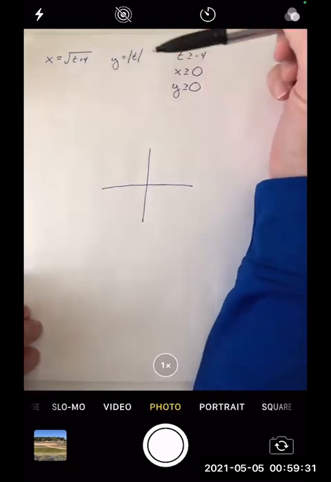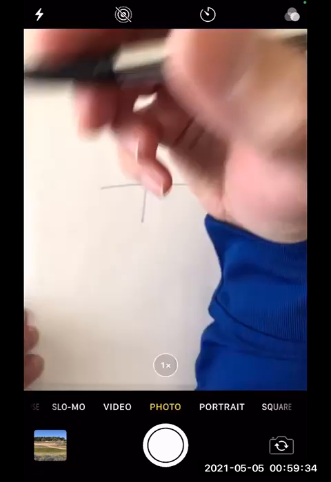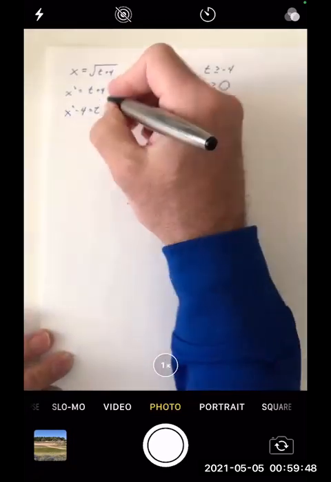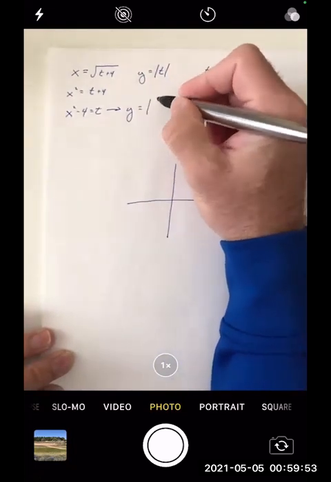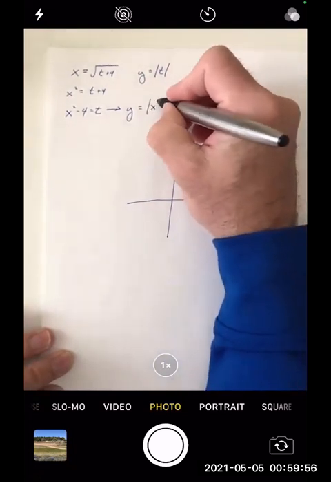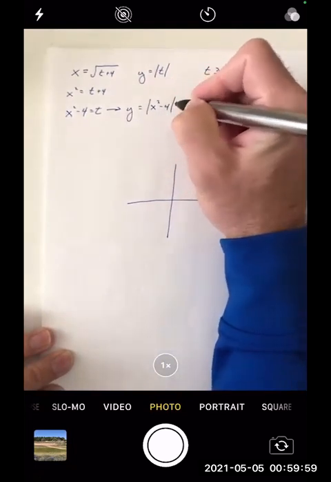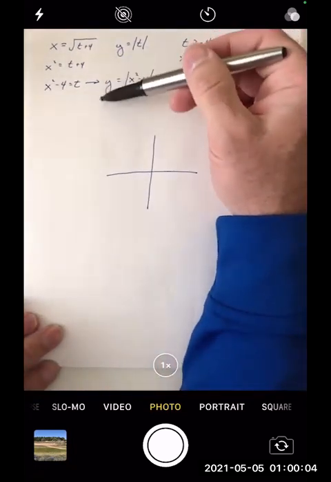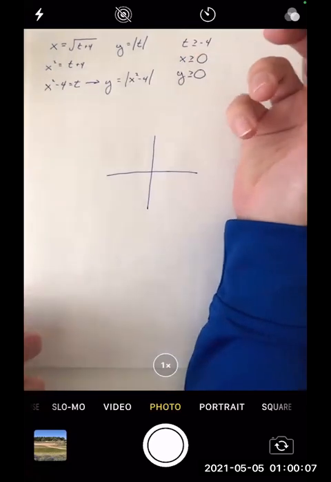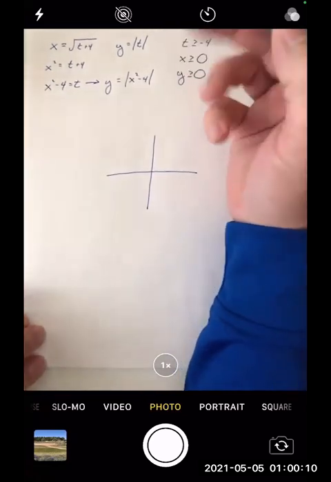Equation, solve for t, so square both sides. We'll move over the 4. And now that you know what t is, you can stick it into the y equation. So y equals the absolute value of x squared minus 4. So this is what we're going to have to ultimately graph and then use our restrictions.